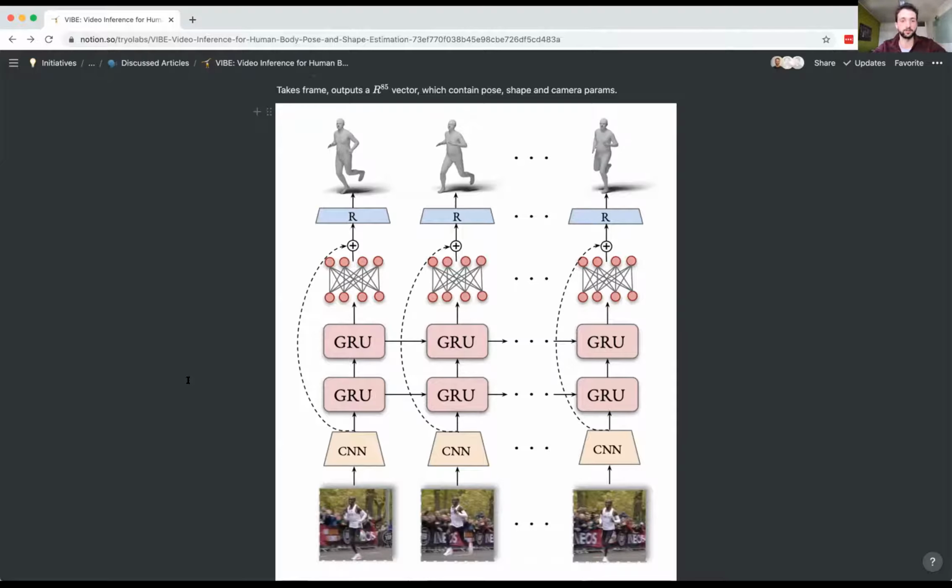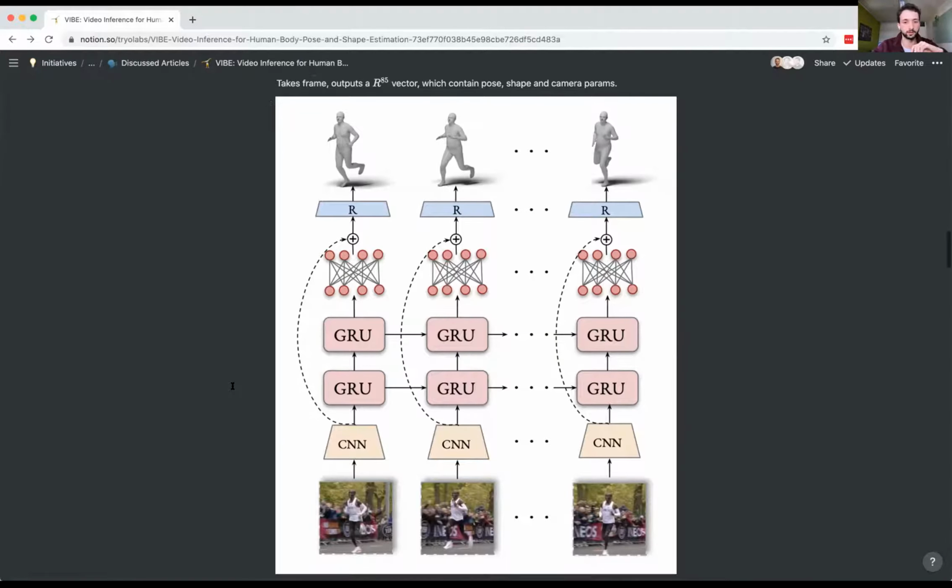So these are bidirectional. We'll give the video left to right, temporally correct, and then we'll reverse it and give it back to the GRUs. And so the GRUs are able to retain information of what came before and what came after, to end up giving a better estimation of the current pose.